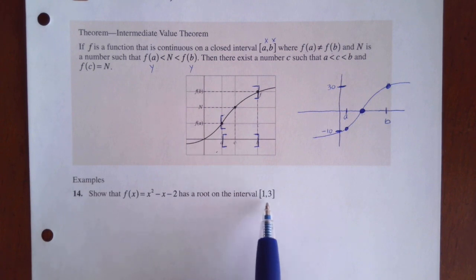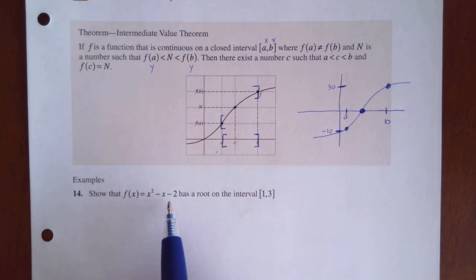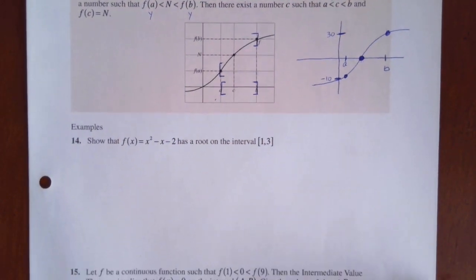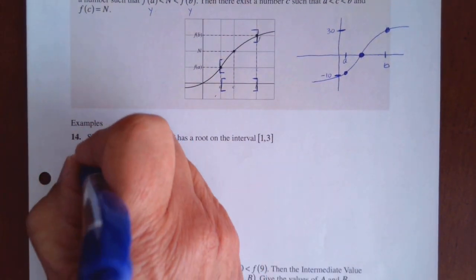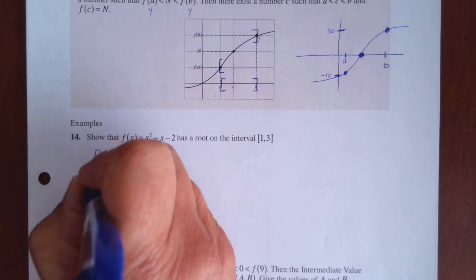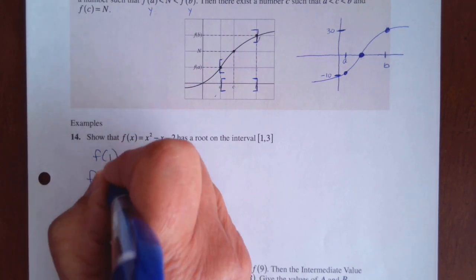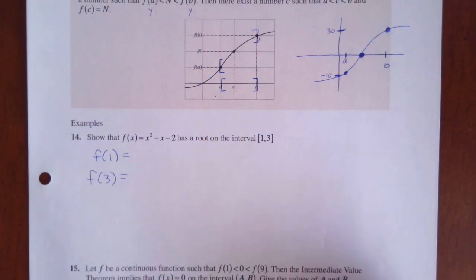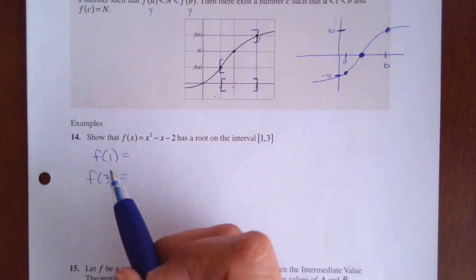Okay, well, yeah, I could graph that. That would be real easy now, but let's say I didn't have a calculator. Well, if I looked at where f of 1 was and where f of 3 was, and I can show that those signs change, that's all I need to do, okay? So let's look at f of 1.